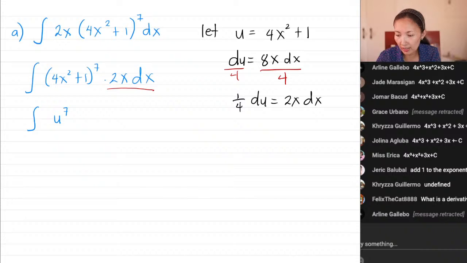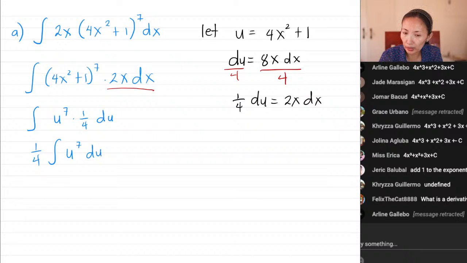Why 2x dx? This is because we want to replace it in terms of du. So, instead of 2x dx, this will now be substituted by 1/4 du. So, I'm going to write here now 1/4 times 1/4 du. And what happens with 1/4? The constant 1/4, from the constant multiple rule, we could bring it out. So, 1/4 integral of u raised to 7 du.